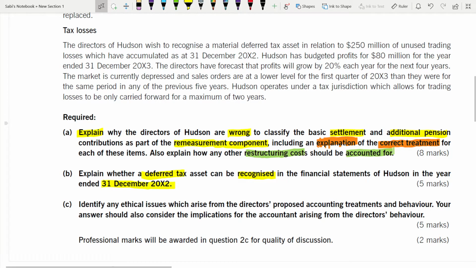Next, part C. Part C is your ethical questions, right? Your ethical question you will be asked in SBR. There is no escape from that. Number of marks, it depends. It could be for 10 marks, it could be for 5 marks, it could be for any marks, right? And it will come in question number 2. So your professional marks also is in question number 2.